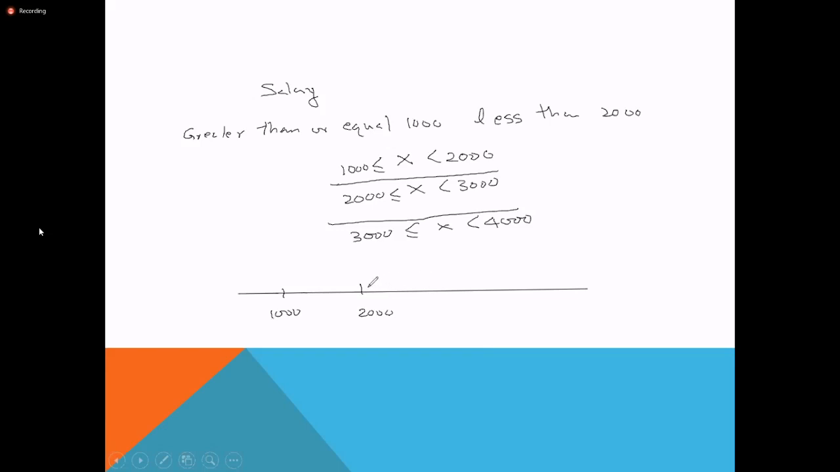The next class interval has the same boundary values. Here the class boundary values are the lower limit. Let's say this class interval, this lower limit is the lower true limit and the stated limits are the same.